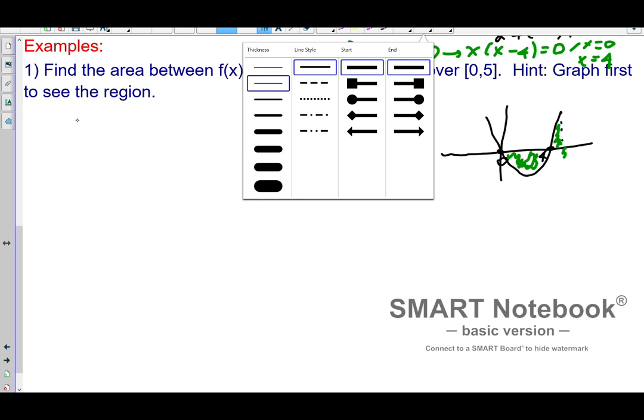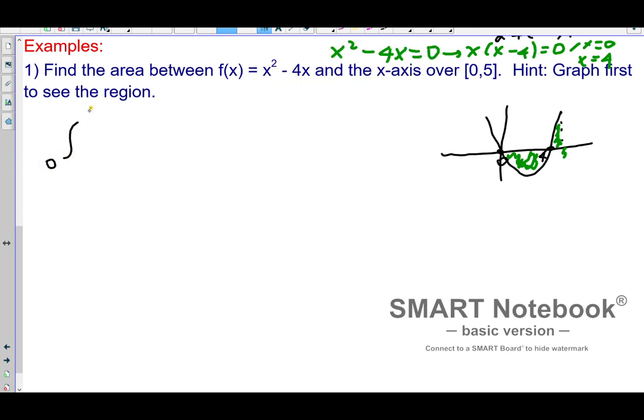So first I'm going to integrate the function from 0 to 4 to find the area between the x-axis and the function over that region. So the integral of x squared minus 4x dx. And the antiderivative is x cubed over 3 minus 4x squared over 2, which is minus 2x squared. Limits are 0 to 4.